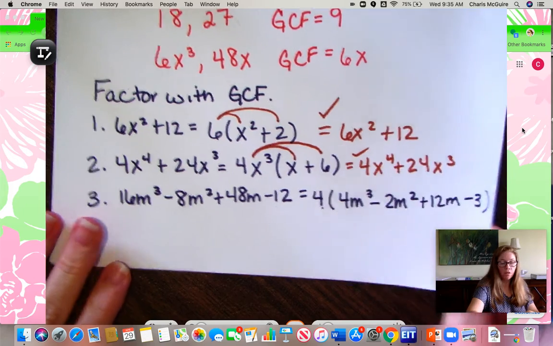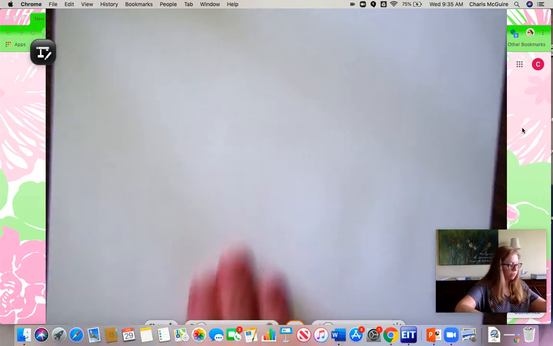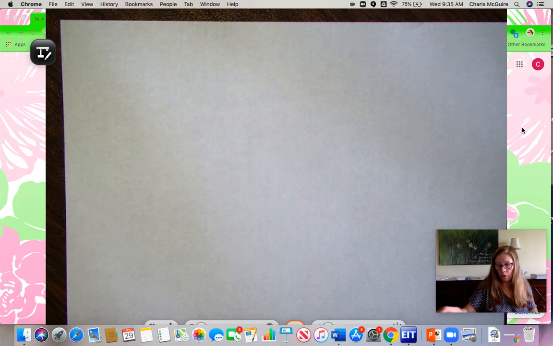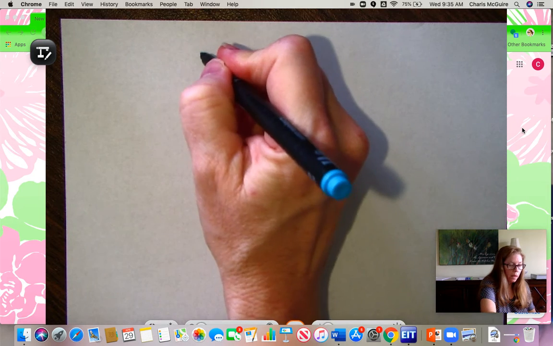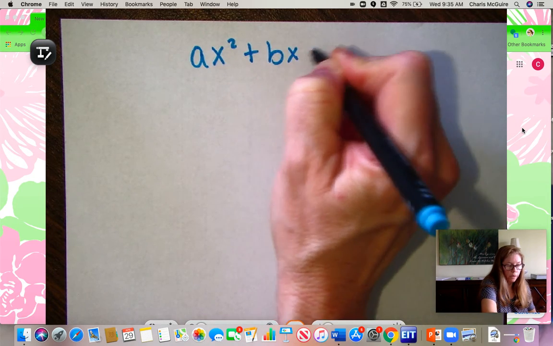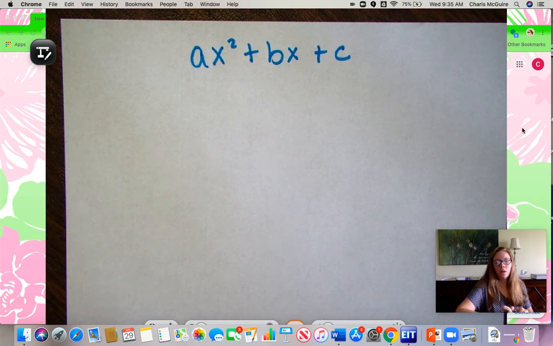Now we're going to look at factoring a trinomial. So the first thing you have to know is we're going to work with trinomials. All of your trinomials are going to be in this form: ax squared plus bx plus c. And that's pretty significant. We're sticking with trinomials for what we're going to do.